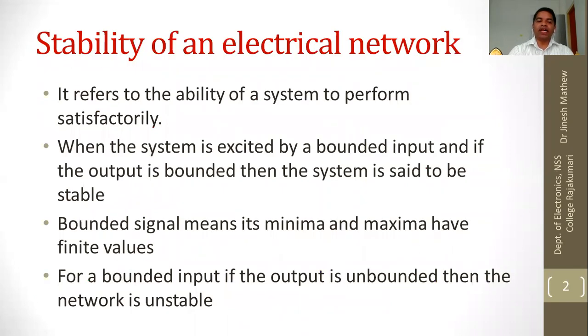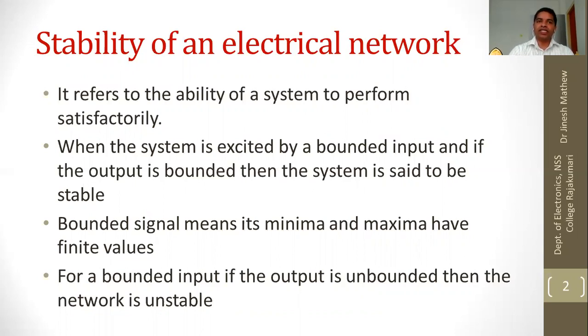So what do you mean by stability of an electrical network? It refers to the ability of the system to perform satisfactorily. When the system is excited by a bounded input and if the output is bounded, then the system is said to be stable. What is meant by a bounded signal?